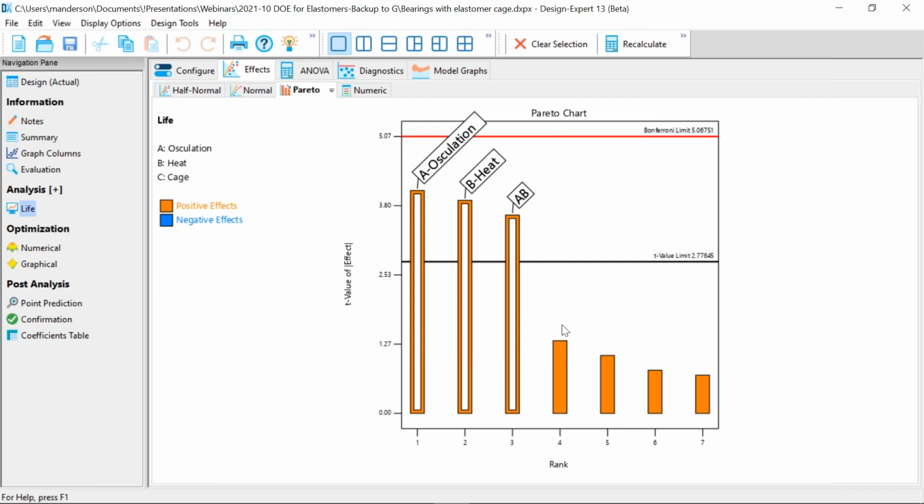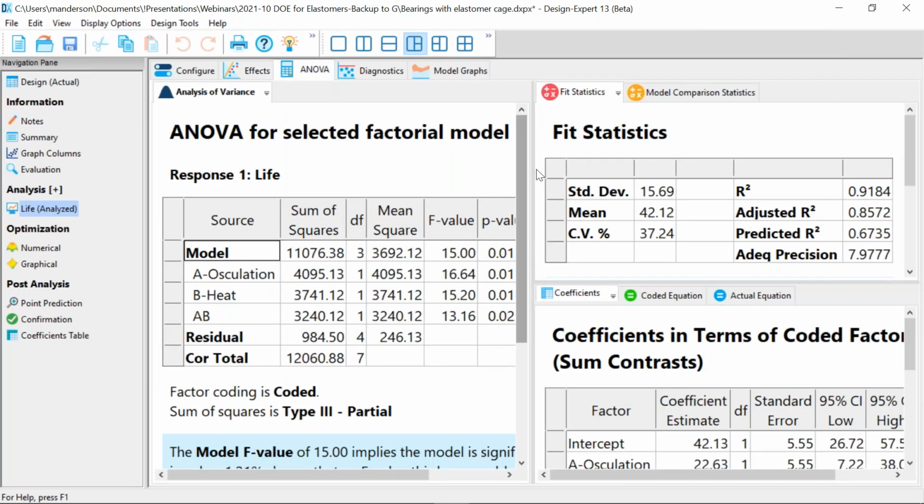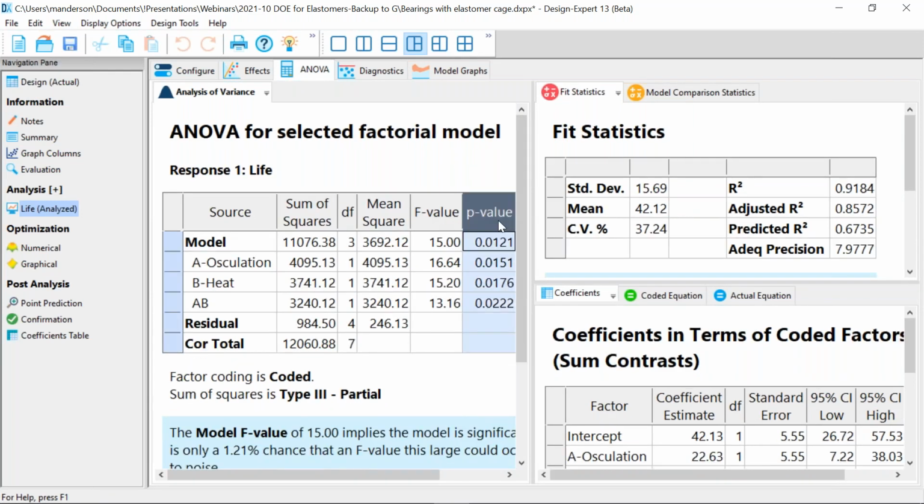And if we were to look at the analysis of variance, we would see that the p-values are quite strong, as you can see here, all the way through. They certainly meet the 0.05. And we've got very good fit statistics, indicated over here in this report from Design Expert.